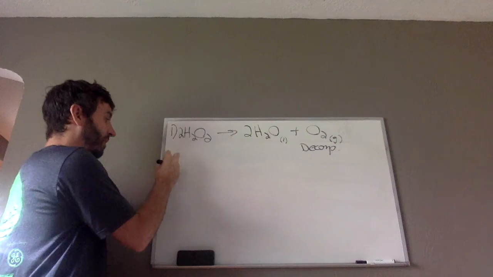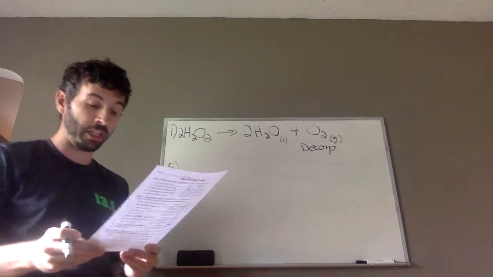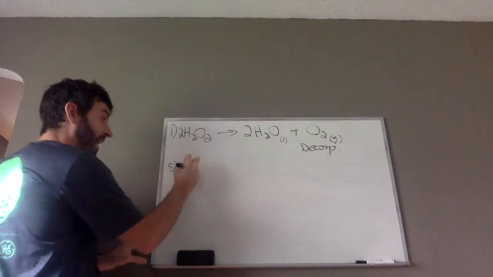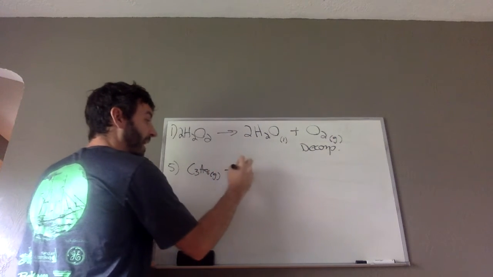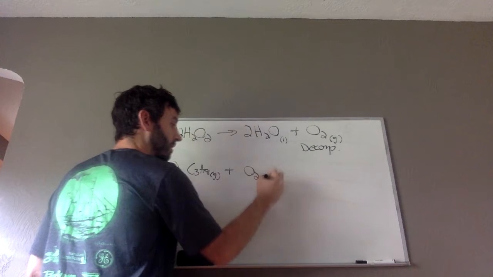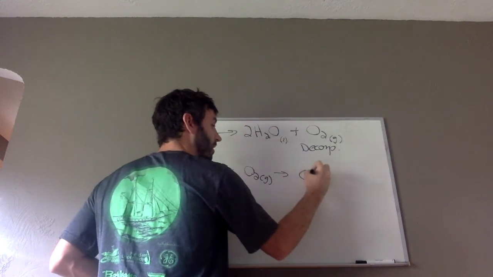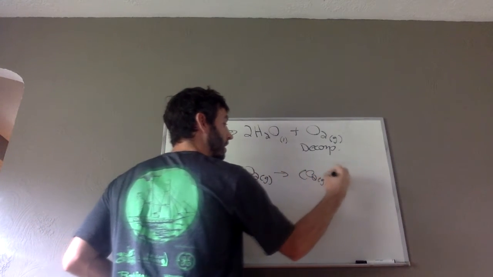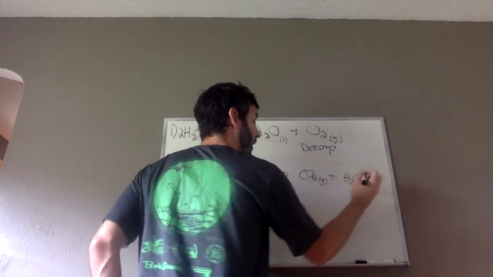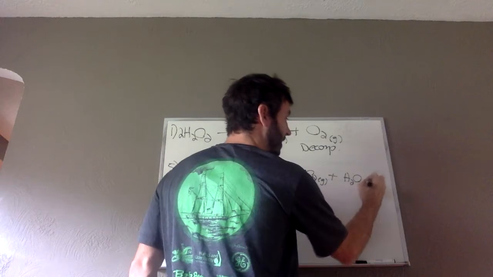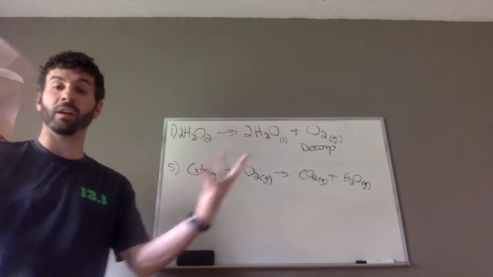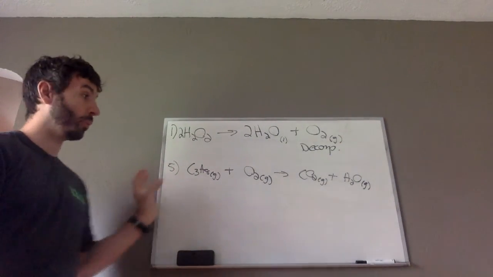I'll do number 5 because number 5 is the hardest one on the sheet. It says propane gas, C3H8, I'm going to put a little G there for gas, reacts with oxygen gas to produce carbon dioxide gas and water. It's probably water vapor. It doesn't actually say, but since it's producing a lot of heat, this would be gaseous water, water vapor. Okay, so we wrote the equation.